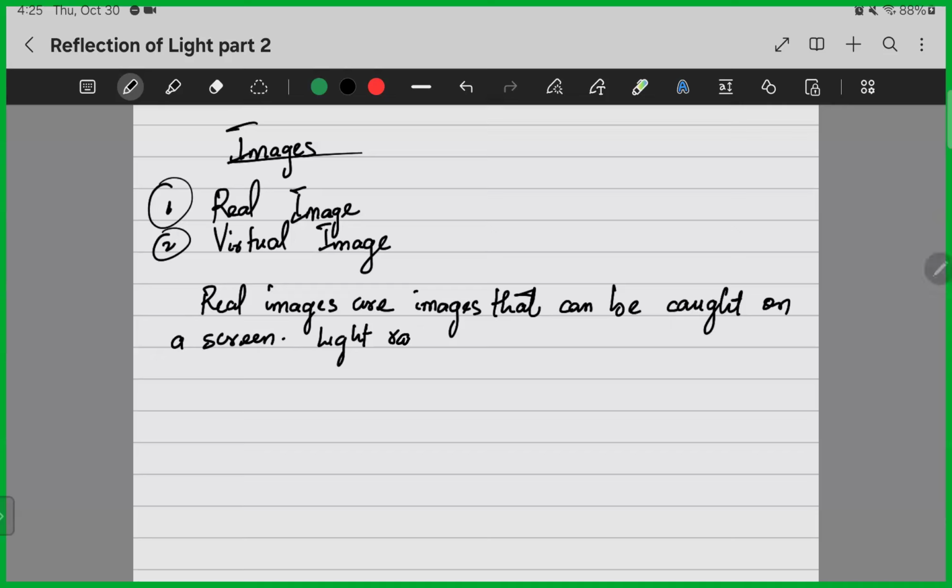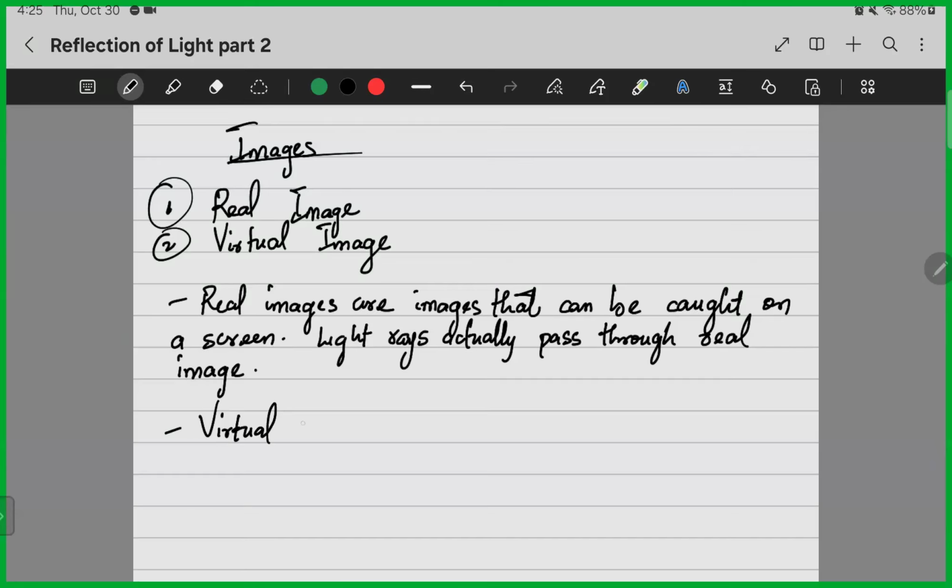Light rays actually pass through real images. So light rays pass through them. Keep all these points in mind. Let's go to virtual images. Virtual images are images that cannot be caught on a screen.